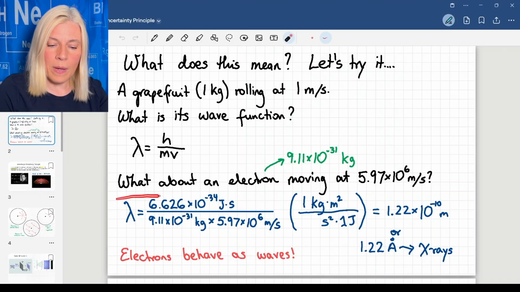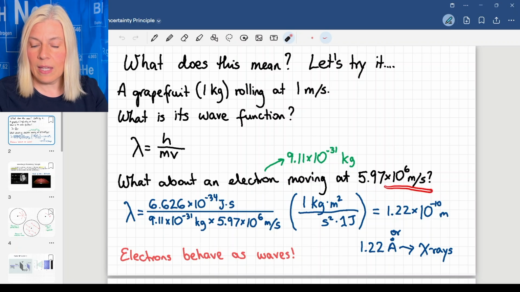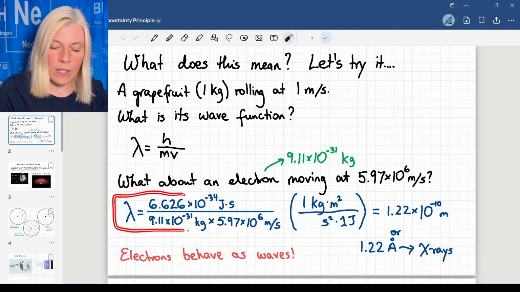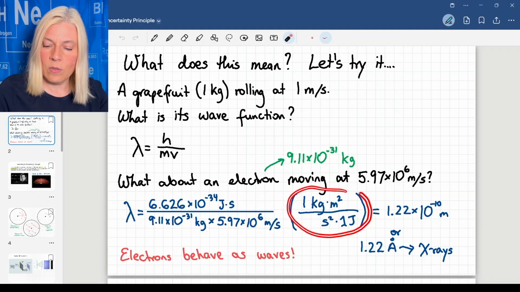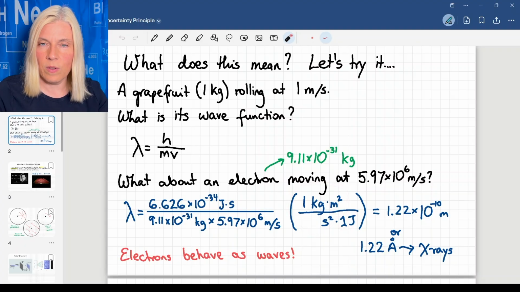But what about an electron moving at 5.97 times 10 to the 6 meters per second? What about that? Well, the mass of an electron is 9.11 times 10 to the negative 31 kilograms. And here is its velocity. We plug this into de Broglie's equation. I'm just doing some unit conversions here. So 1 joule is, flip it, what the conversion is.